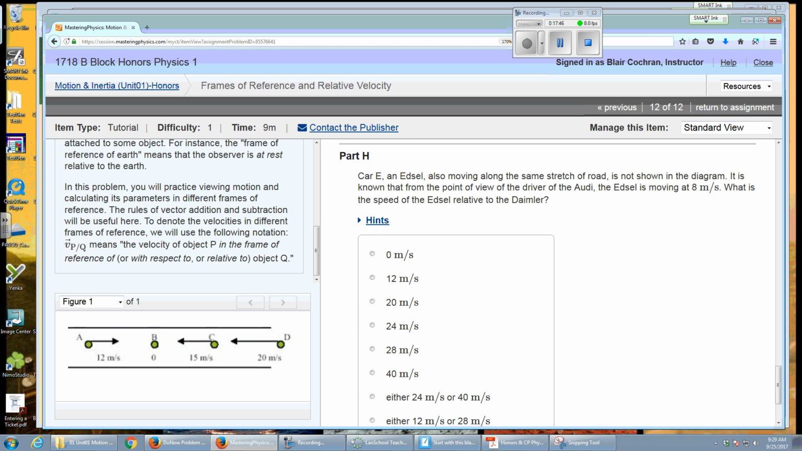Car using Etzel also moving on the same stretch of road, but not shown in the diagram. It is known that from the point of view of the driver of the Audi, the Etzel is moving at 8 meters per second. What is the speed of the Etzel relative to the Dahmer? So we've got, this one we should probably suss our way through a little bit.